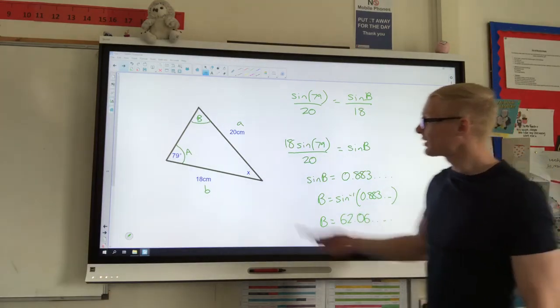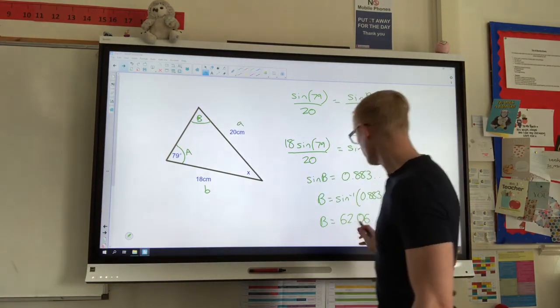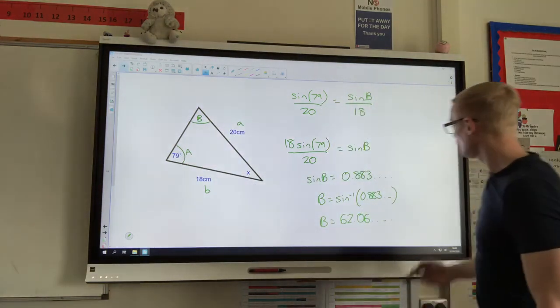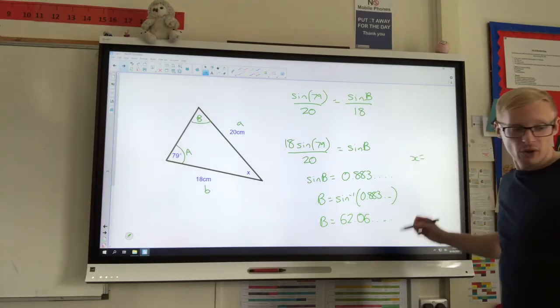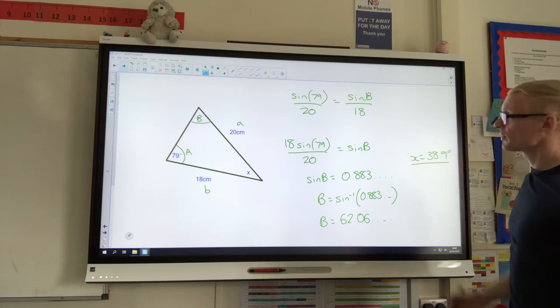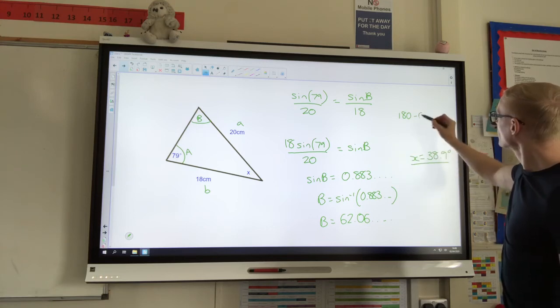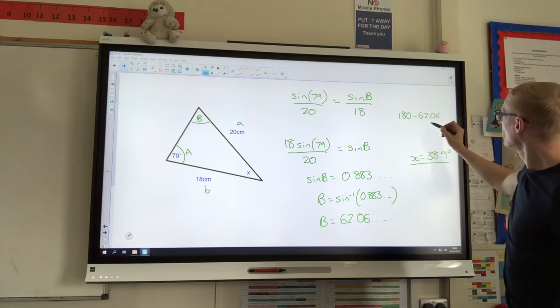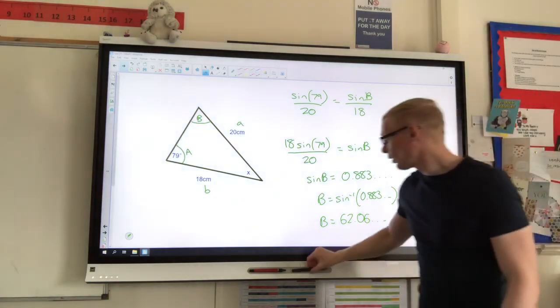Now don't forget, that's not the answer. The answer we're looking for is 180 minus that answer, minus 79 as well. So 180 take away those two things gets me an end answer of 38.9 degrees. And to get that, we just did 180 minus the 62.06 and minus the 79. Okay, and that'll get you that answer.